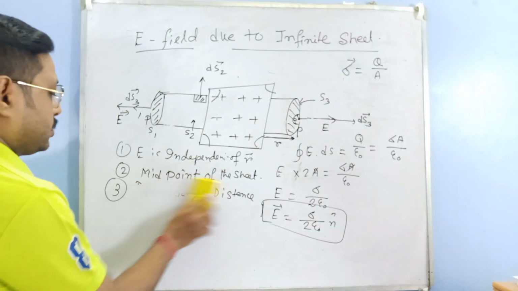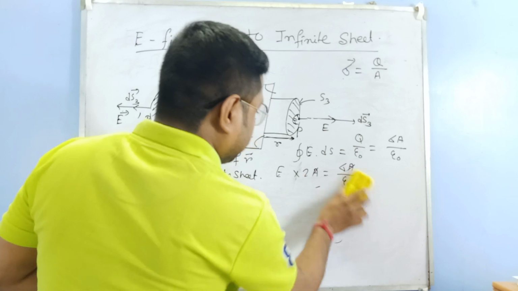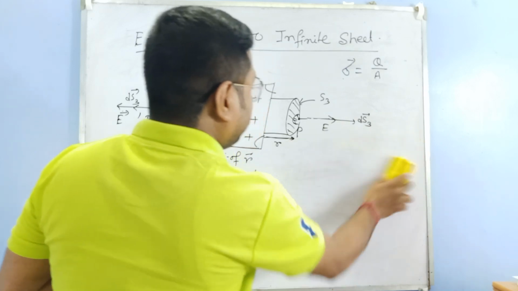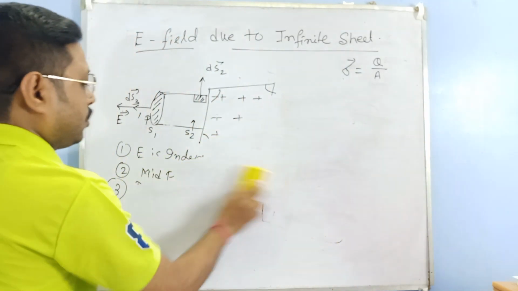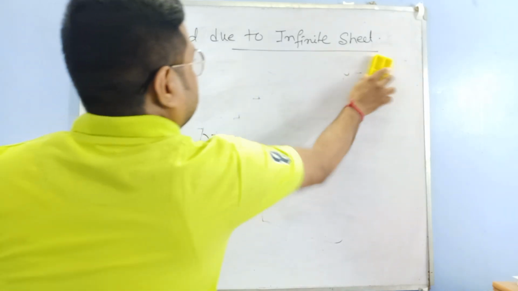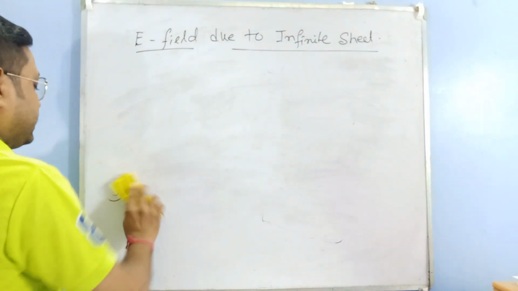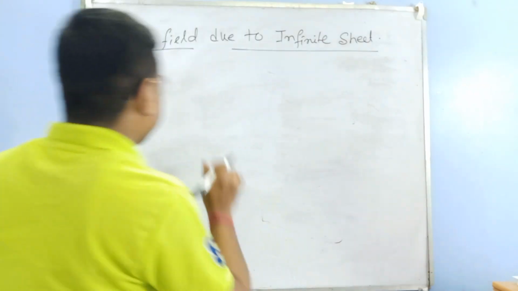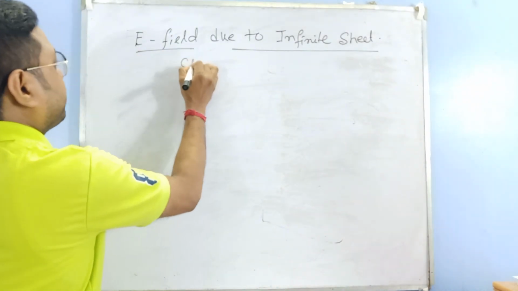Okay, so now we go with some numericals of Gauss law. So we can go with some cube problems.